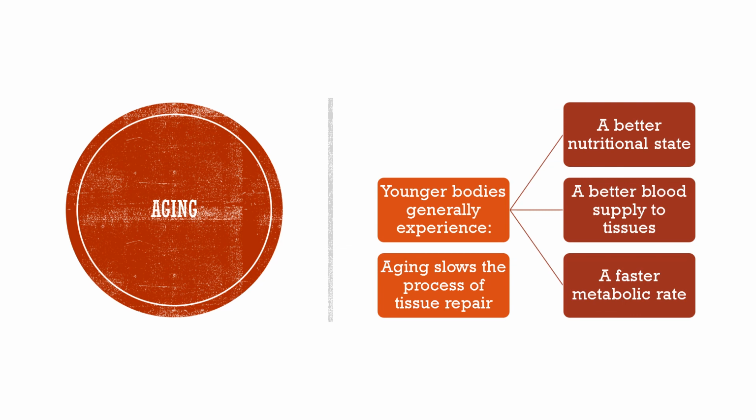Aging is another thing that happens normally, which is a normal process. And so generally younger bodies live in a better nutritional state and have better blood supply to tissues, and also have a much faster metabolic rate. And so this all contributes to how quickly your tissues can repair and replace cells, and also how quickly your cells just function normally. So because of this, aging, getting older, really slows that process of tissue repair. That's going to be the end of chapter 4.